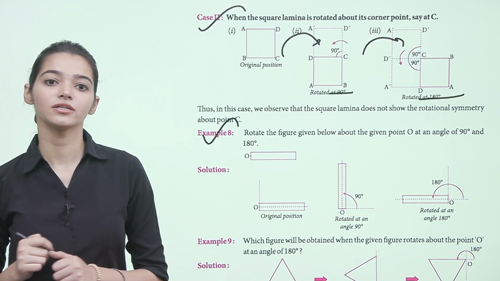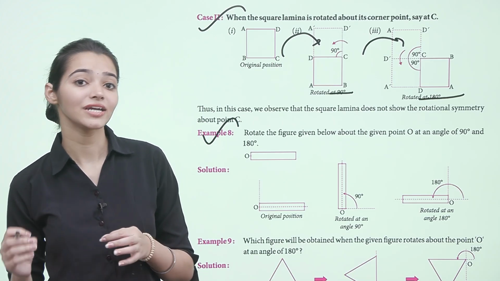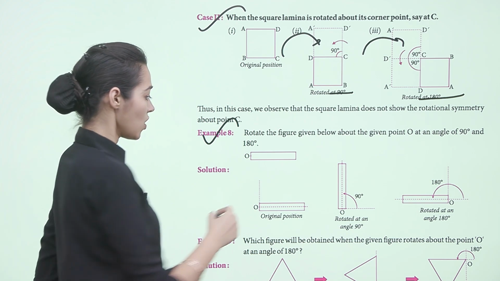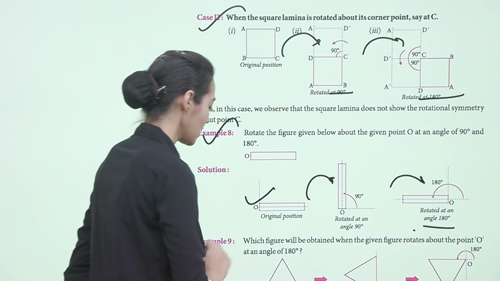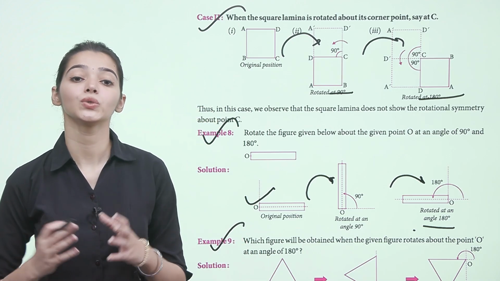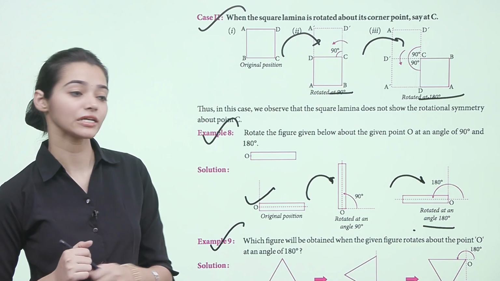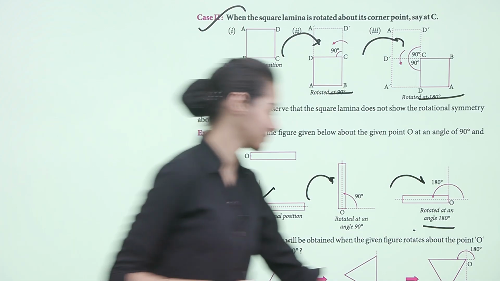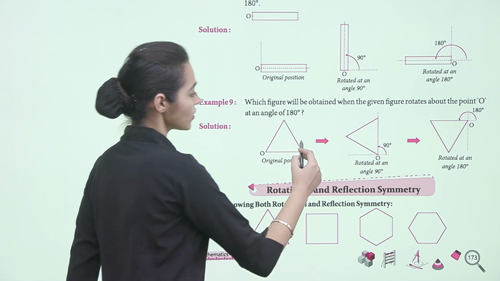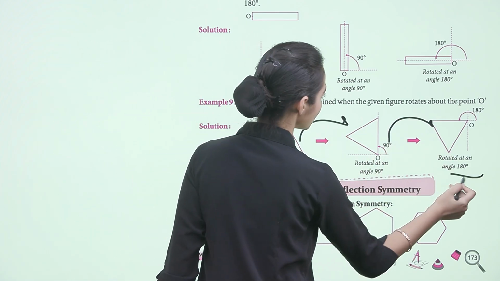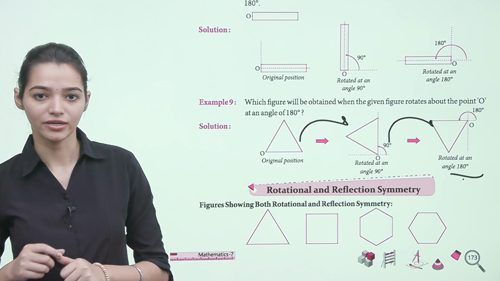Now in example number 8, we have to rotate the figure given below about the given point O at an angle of 90 degrees and 180 degrees. Original position, 90 degree rotation, then 180 degree rotation. Now in example number 9, we have to tell which figure will be obtained when the given figure is rotated about the point O at an angle of 180 degrees. So when we rotate it at an angle of 180 degrees, original position, 90 degrees and then 180 degrees, that means we get its opposite triangle.